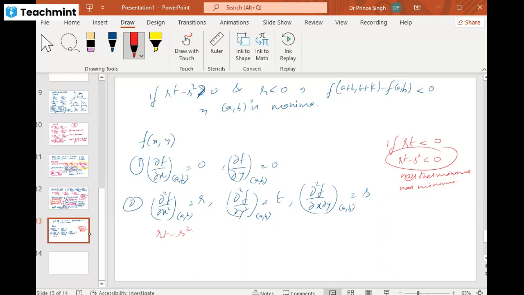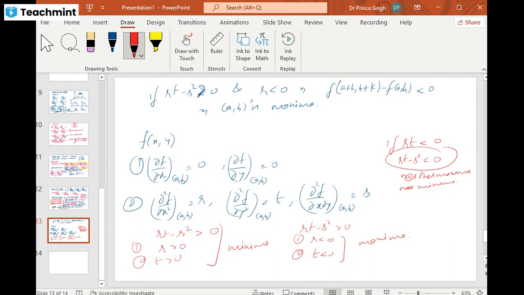But if it is positive, then we have two conditions. If R is positive and T is positive, then we say that this is the condition of minima. And RT minus S square is greater than 0, but if R is less than 0 and T is less than 0, then this is a condition of relative maxima. So this is the condition for the relative maxima and minima for a function of two variables, right?